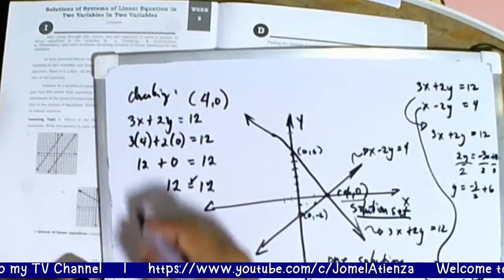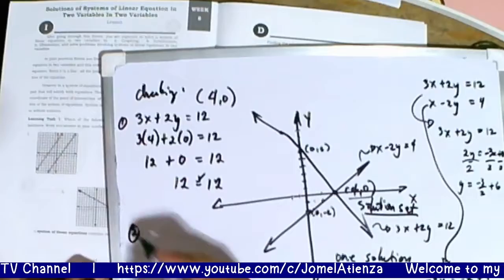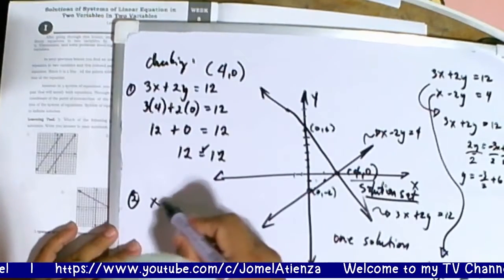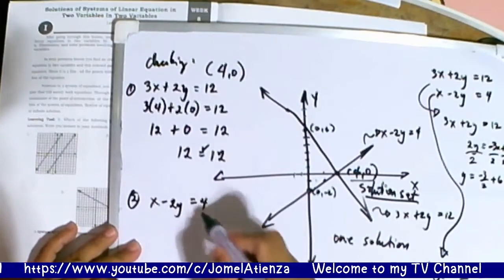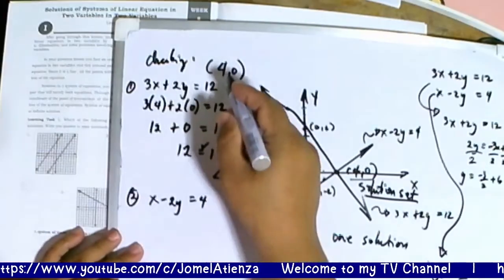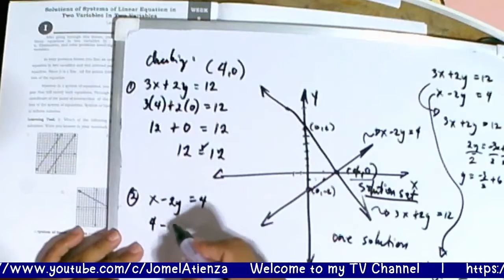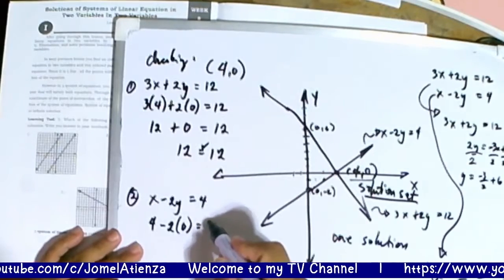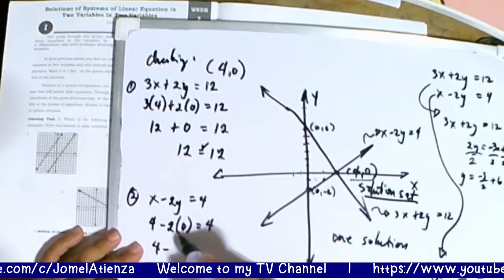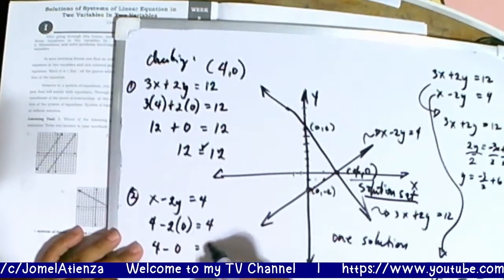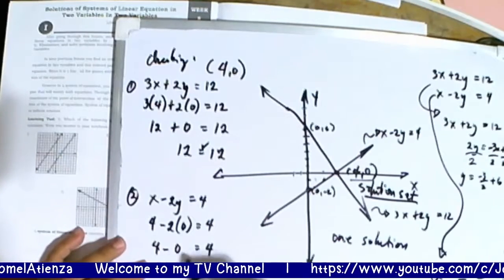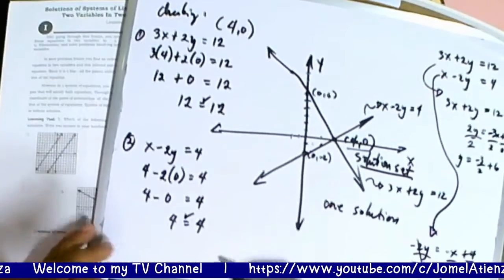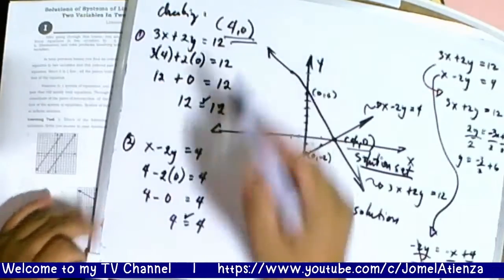How about the second equation? So, this is the first equation. And then, the second equation. Let us check if the solution set is correct. So, we have x minus 2y equals 4. So, once again, the value of x is 4. So, 4 minus 2 times 0, which is the value of y, equals 4. So, we have 4 minus 2 times 0 is 0. Then, the other side is 4. So, we have now 4 is equal to 4. So, both sides are equal to 4. So, therefore, the solution set is correct.